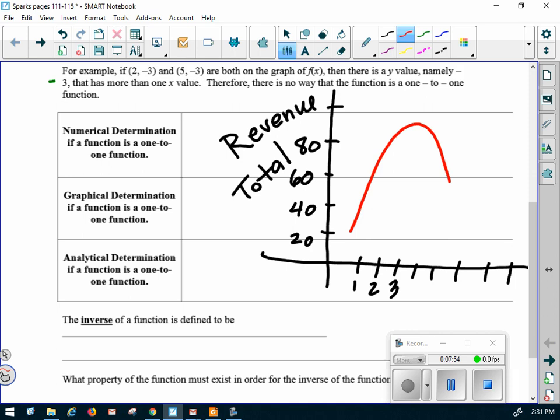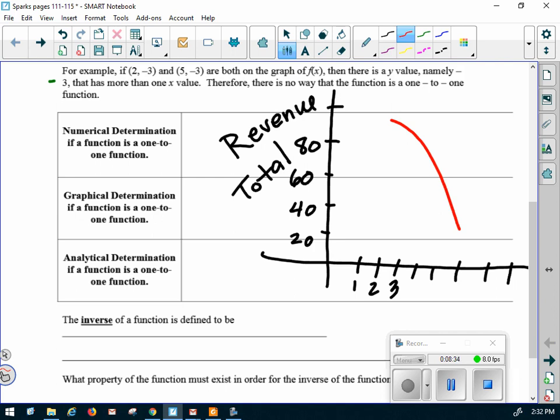Is that function 1-to-1? No, because if you make a horizontal line through it, it's going to fail. Is this function always increasing? Is it always decreasing? What's it doing? Both. It does both. If my function was only increasing, would that pass the horizontal line test? You betcha. If my function was only decreasing, would that pass a horizontal line test? You bet. So if the function's continuous, the only way it's going to be 1-to-1 is if it's always decreasing or always increasing.